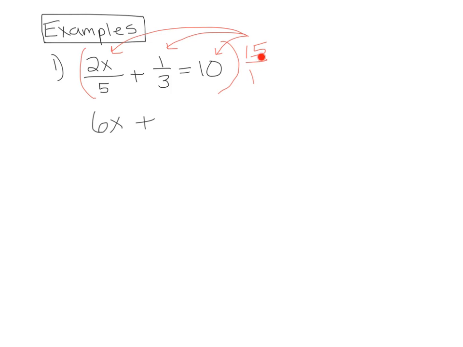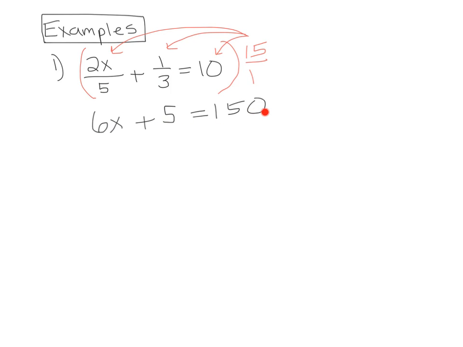Now I take 15 times 1/3. Well, 3 goes into 15. 3 cancels. Goes into 15 5 times. And then the last one, 15 times 10. There's no canceling here. 15 times 10, 150. So when you multiply by that LCD, these denominators should cancel, and then you get no fractions.